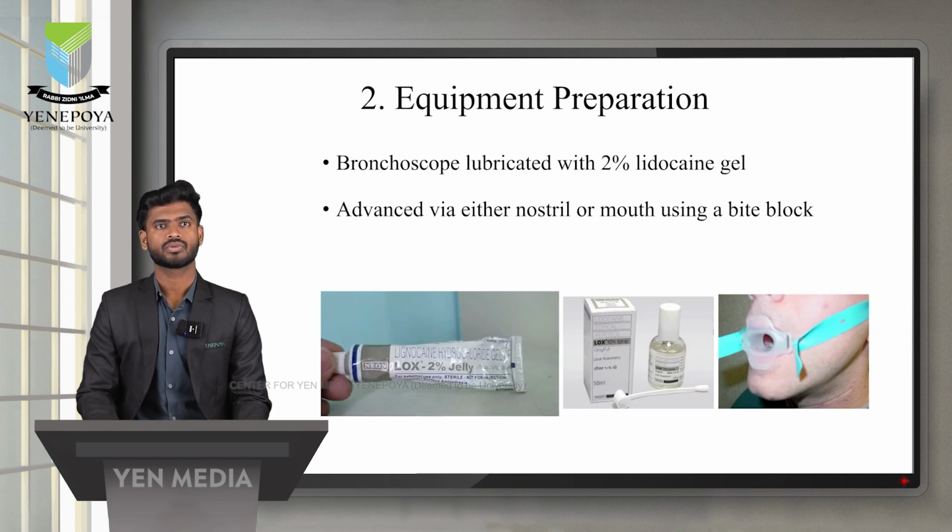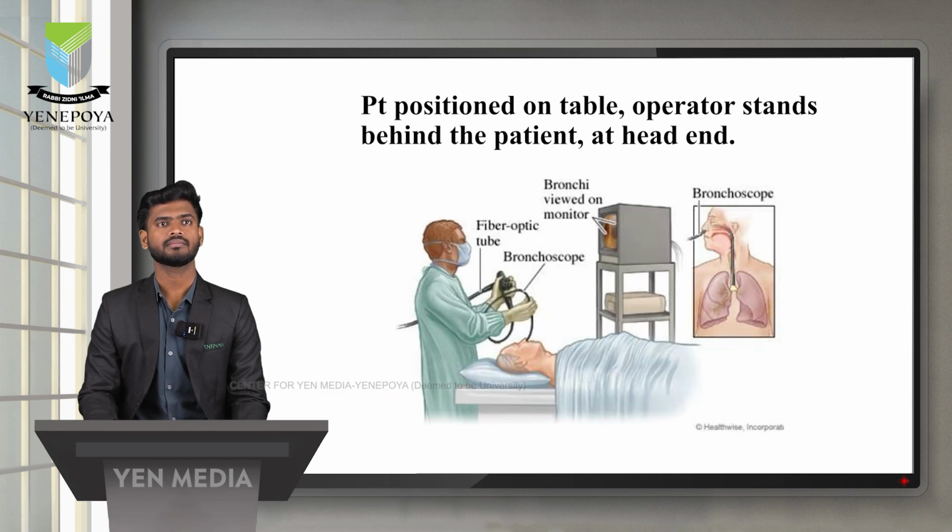Next, the bronchoscope should be lubricated with 2% lignocaine gel and advanced via either nostril or mouth using a bite blocker. In this image you can see the patient is placed on a table. The operator stands behind the patient at the head end. The practitioner watches the monitor where the bronchoscope is inserted, and continues until the procedure ends.